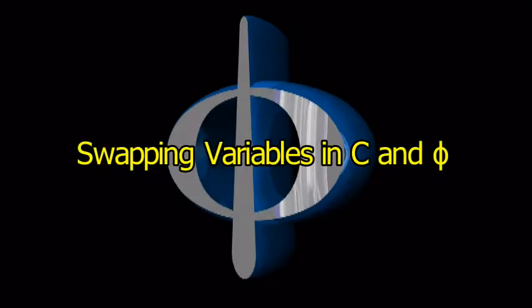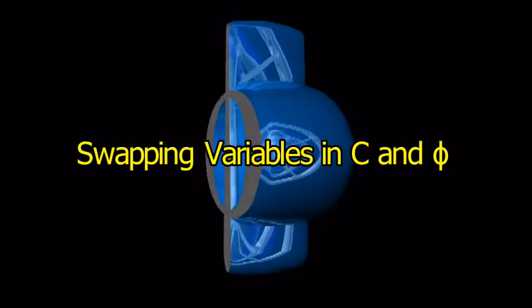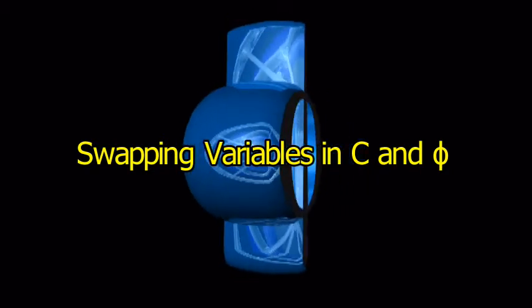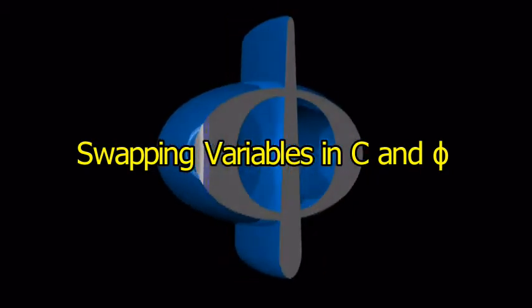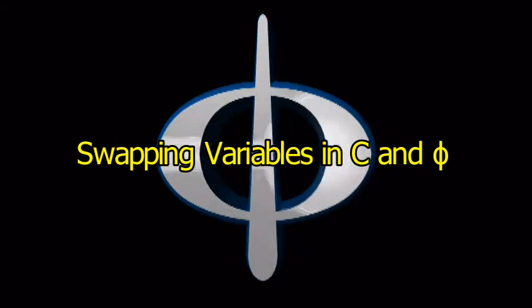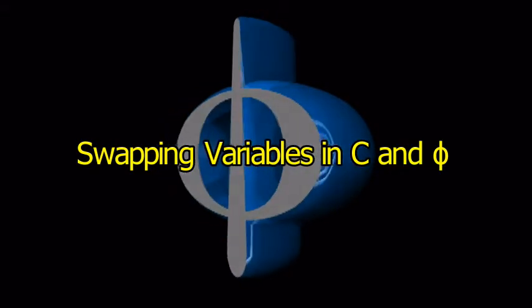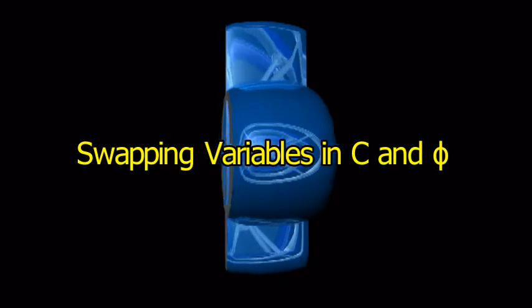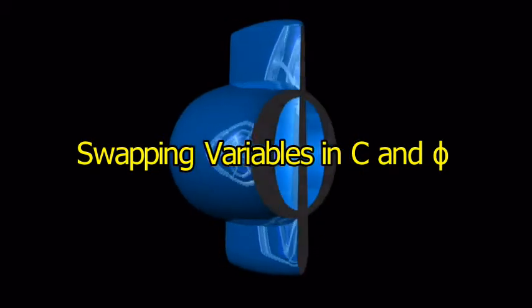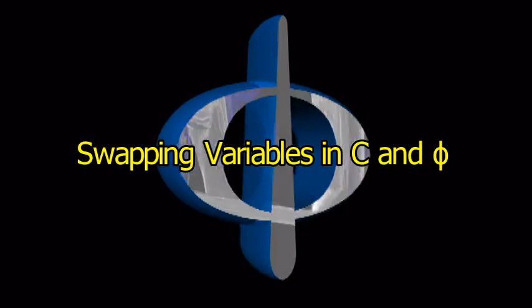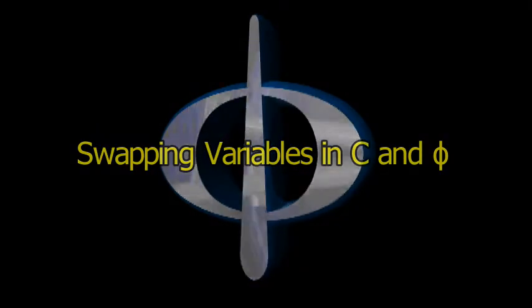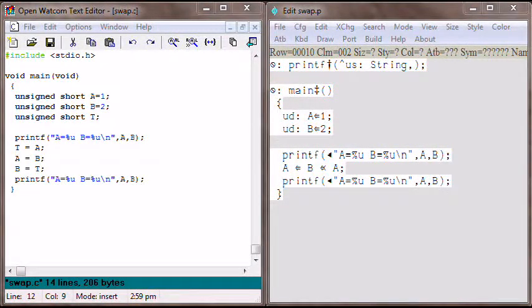In this tutorial, I want to show you one of the really handy features in Phi that makes it easy to swap the values of two or more variables. You can also do it in C, but it takes a little bit more work. Swapping the values for two variables is something that is done fairly often in programming. I will show you how to do it in C and in Phi in a side-by-side comparison.